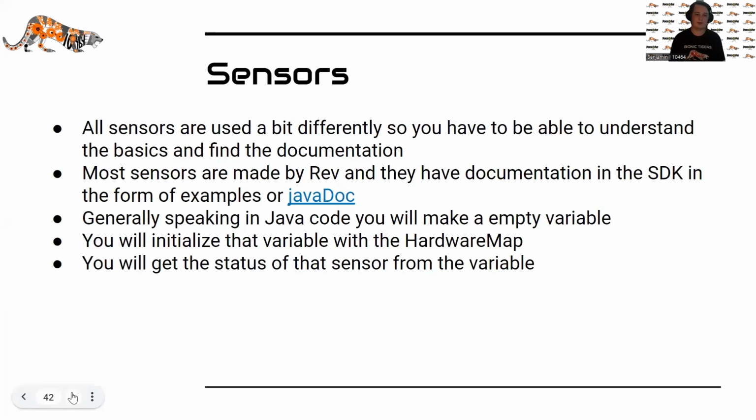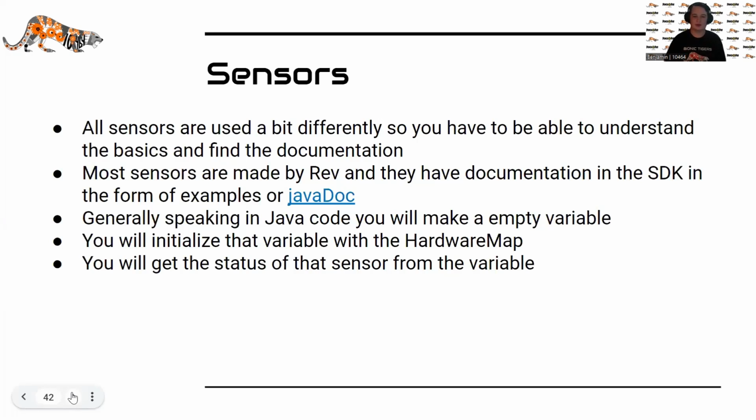So we're going to talk a little bit about sensors. All sensors are used a bit differently, so you need to understand the basics and find documentation, because a distance sensor is going to work much differently from a bump sensor or limit switch. Most sensors are made by Rev, and they have documentation for them in the SDK in the form of examples or JavaDoc. Those are really handy to look at because they give you a good insight on what each sensor does.